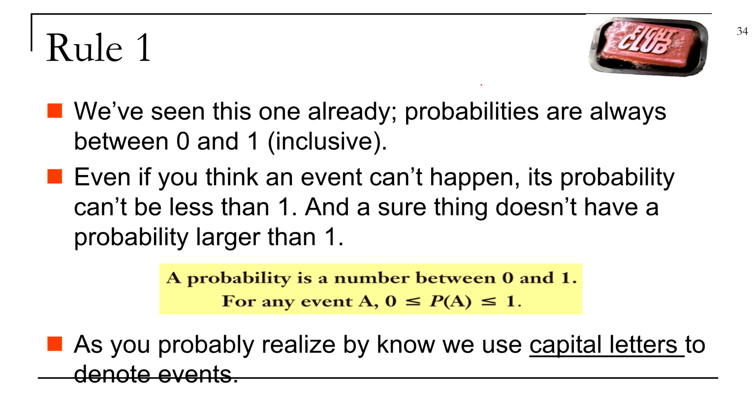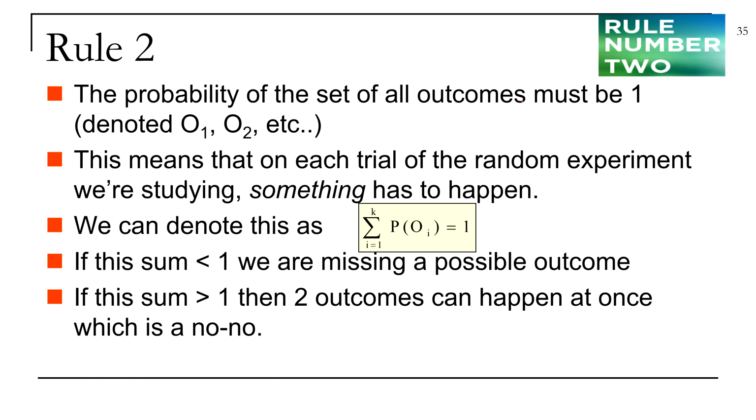The rules of Probability Club. The most basic rule is probabilities are always in the interval 0 to 1. So if you get a negative probability, or a probability bigger than 1, that's not legal. We also use capital letters to denote events. So we'll talk about the probability of A, the probability of B, things like that.